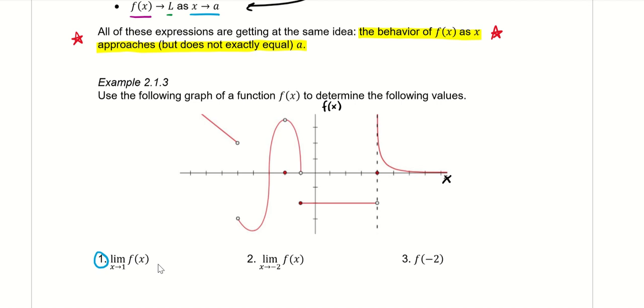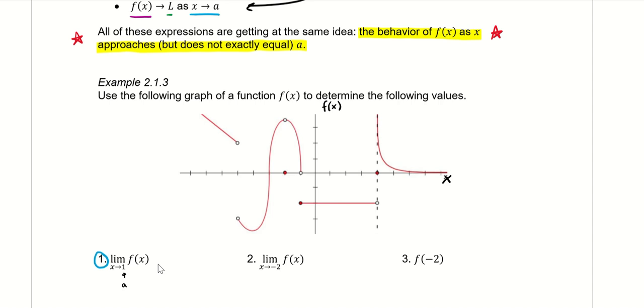We want the limit of f of x as x goes to 1. So just saying that again, we're calculating the limit of f of x as x goes to 1. That's a very typical way of saying this expression out loud or writing it out. So this 1 is like our a. X is getting close to something, 1. What is the function doing near that value of x?